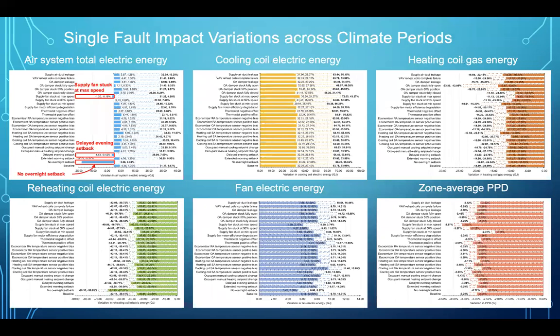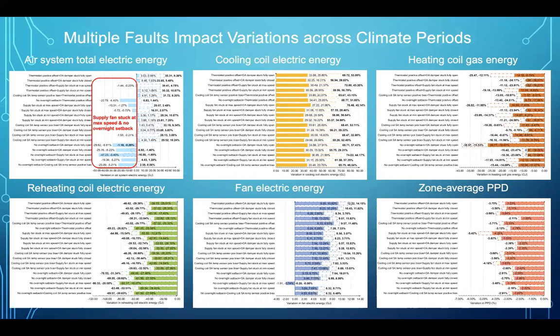Regarding the fault impact variations for single faults across climate periods, heating coil gas energy, reheating coil electric energy, and the PPD decreased, while cooling coil electric energy and fan electric energy increased. For air system total electric energy, most of the single faults led to increases, but supply fan stuck at maximum speed, delayed evening setback, and no overnight setback resulted in decreases from the current to the 2030s period.